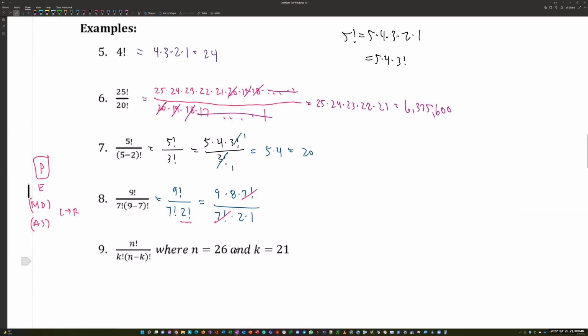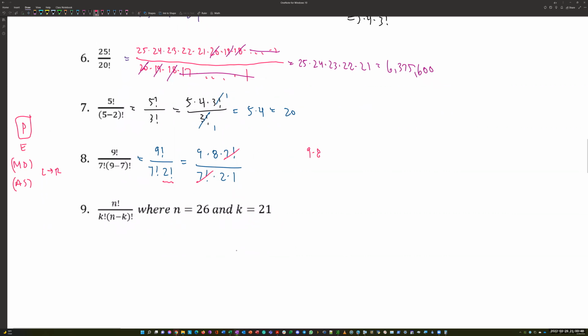All right, I'm going to write the whole thing out. So this is going to be 9 times 8 times 7 times 6 times 5 times 4 times 3 times 2 times 1. Then 7 factorial means 7 times 6 times 5 times 4 times 3 times 2 times 1. 2 factorial means 2 times 1. Now I'm going to cancel these here with here. All I'm saying is I can also do it like this. It's the same thing.